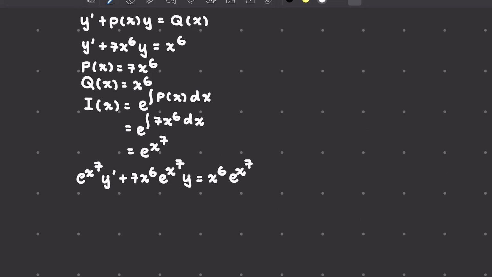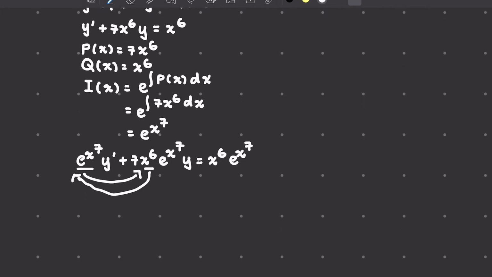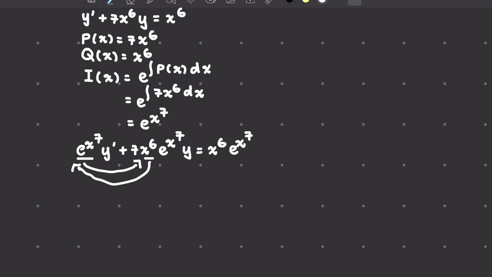Now let's check if we've done all of our steps correctly. We know that the derivative of e to the power of x to the power of 7 is equal to this, and the integration of this one is equal to this thing here. So we know both of them are equal to each other if we integrate or differentiate, and so all of our steps here are correct thus far.